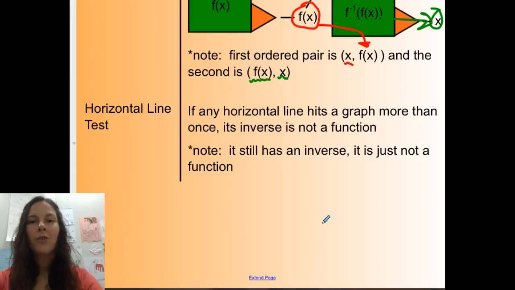Final vocab term is horizontal line test. You're all very familiar with the vertical line test to see whether or not a graph is a function. A horizontal line test tells us whether the inverse will be a function. One more note, the graph will still have an inverse if it fails the horizontal line test. It's just not a function.